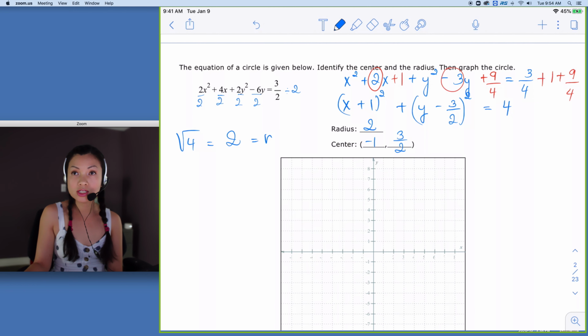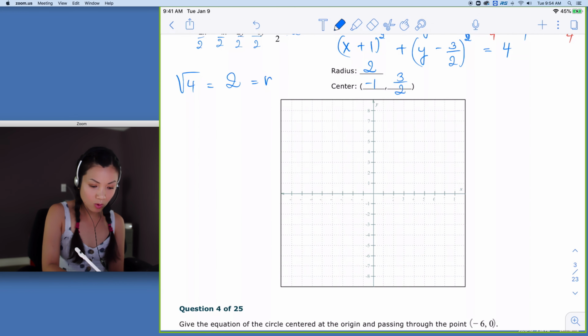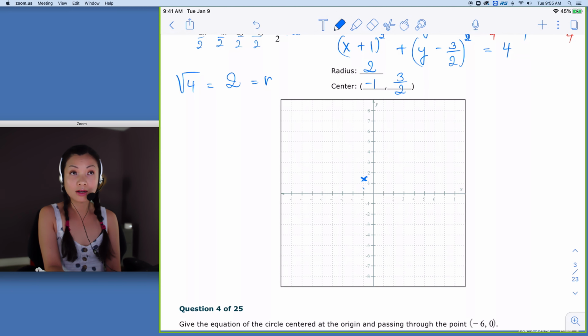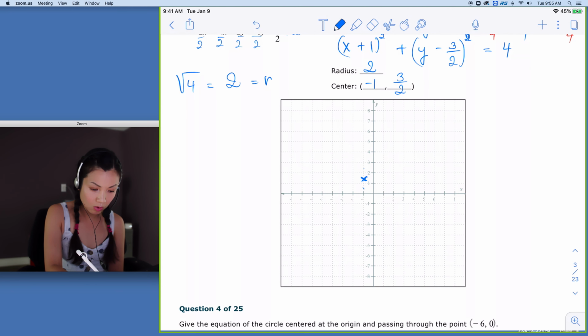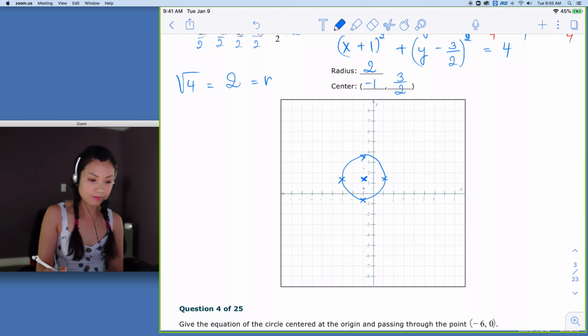Okay, so let's just go ahead and sketch the graph. So I have negative 1, 3/2. 3/2 is going to be 1.5, so it's right here. Okay, and then the radius is 2. So I have 1, 2, 1, 2, 1, 2, and 1, 2. And that's my circle.